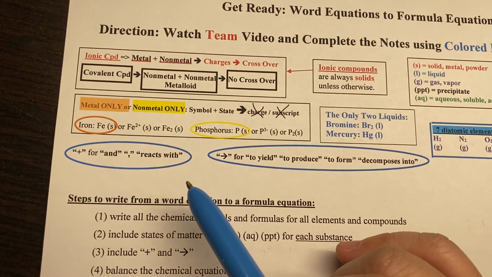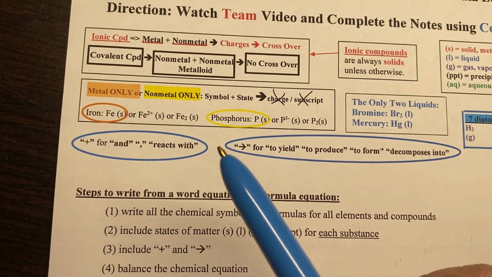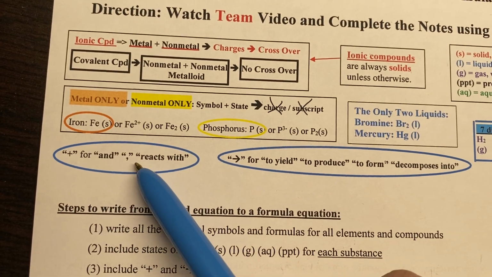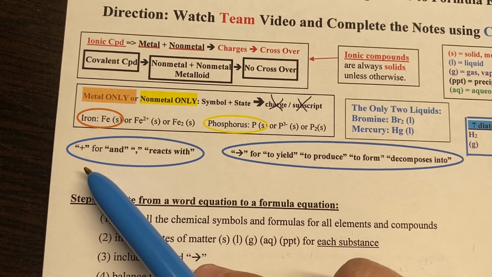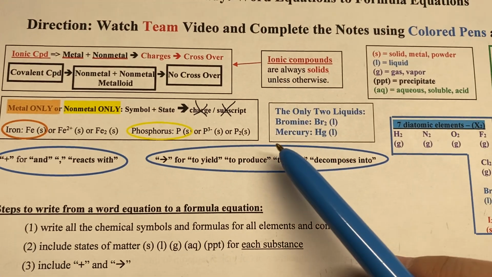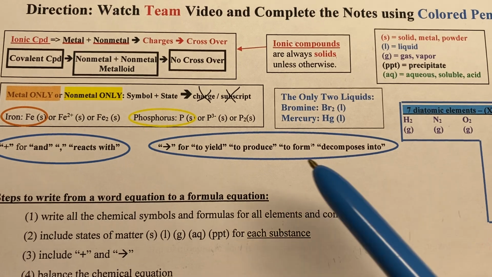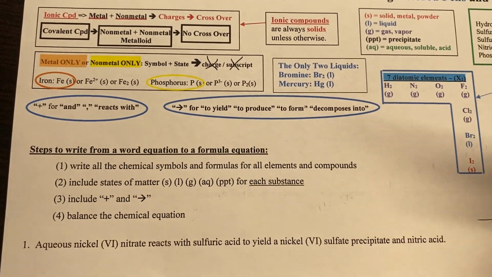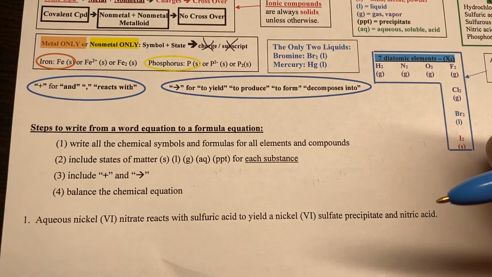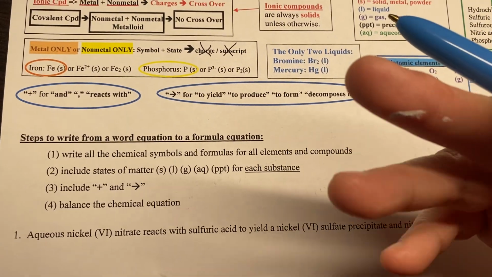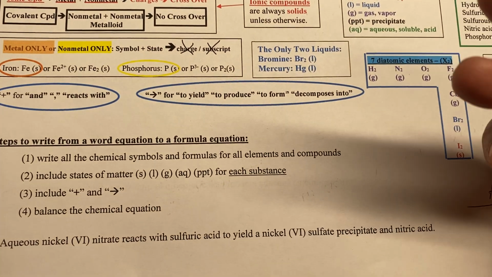And here we're going to learn something new on the word equation. When you see "and", a comma, or "reacts with", you have to use the plus symbol. When you see "to yield", "to produce", "to form", or "decompose into", you have to use the arrow sign. So there are 4 steps to transfer from a word equation to a formula equation.